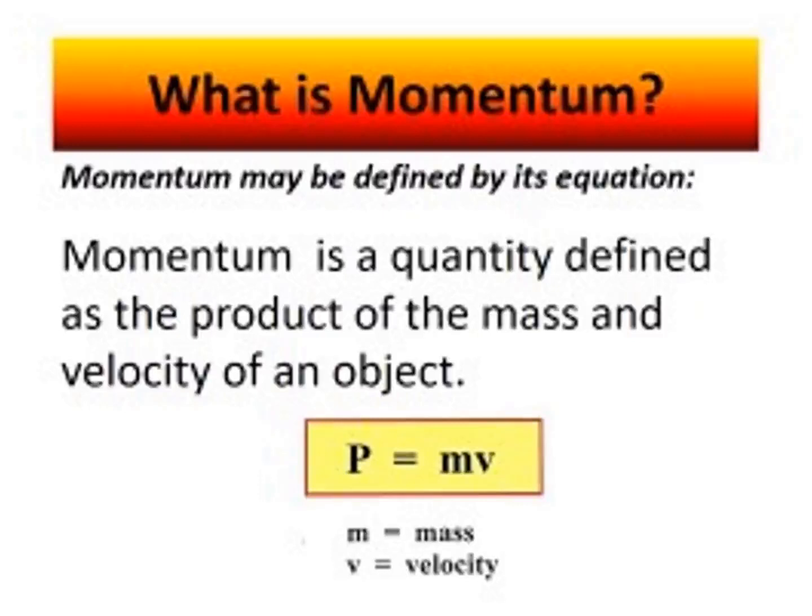Now, motion in one dimension. If a particle moves in one dimension, for example a car moving in the x direction, then the average velocity is del x by del t. Del x means the displacement, del t means the change in time.